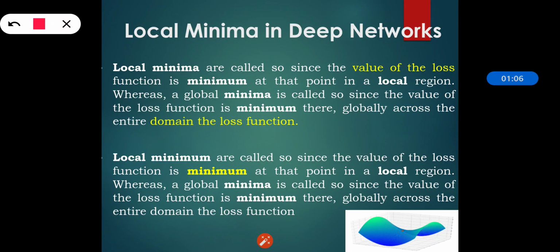Local minima is a significant obstacle to successful training because the local minima deals with the complex input and output relations. So we can say that the local minima is a particular point where the value of the loss function is minimum in the local region, and the global minima is the point where the loss function is minimum over the entire domain. Local minima are so called since the value of the loss function is minimum at the local region, and the global minimum has the minimum value over the entire domain of the loss function.